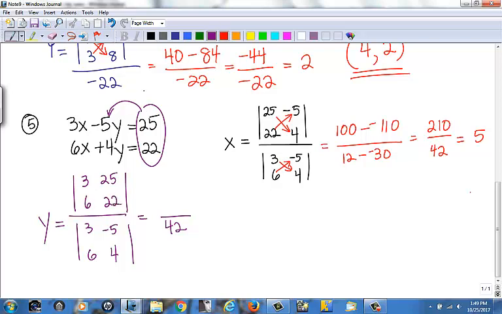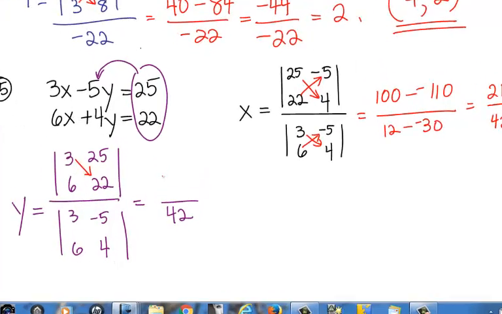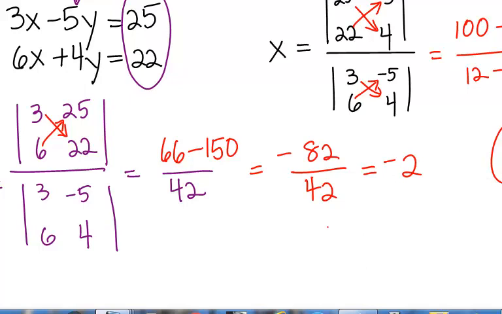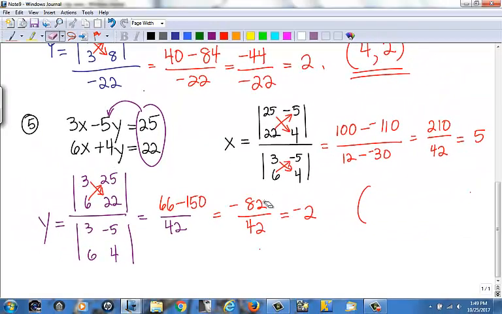Multiply down the diagonal to the right, 66. Subtract the product coming back up, 150, and you should end up with a negative 82 over 42. Oh, sorry, that would give 84. That's my fault. But it still ends up to be negative 2. Sorry, I looked at the wrong thing. So you end up with 5 for the x, negative 2 for the y.